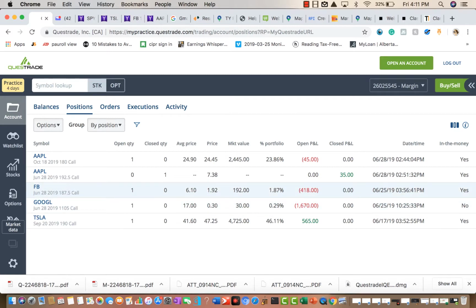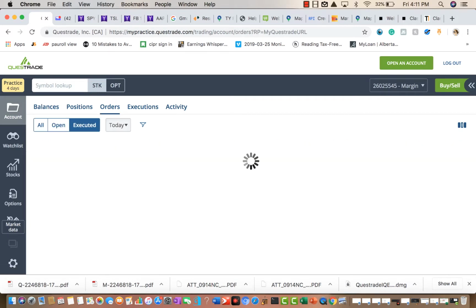And like I said, Facebook right here, this is what you don't want to do. You don't want to let your option trade expire, because like I said, you're going to end up being forced to buy the shares of a stock that you're not intending to own. All right, so let's go over this one right here, orders.